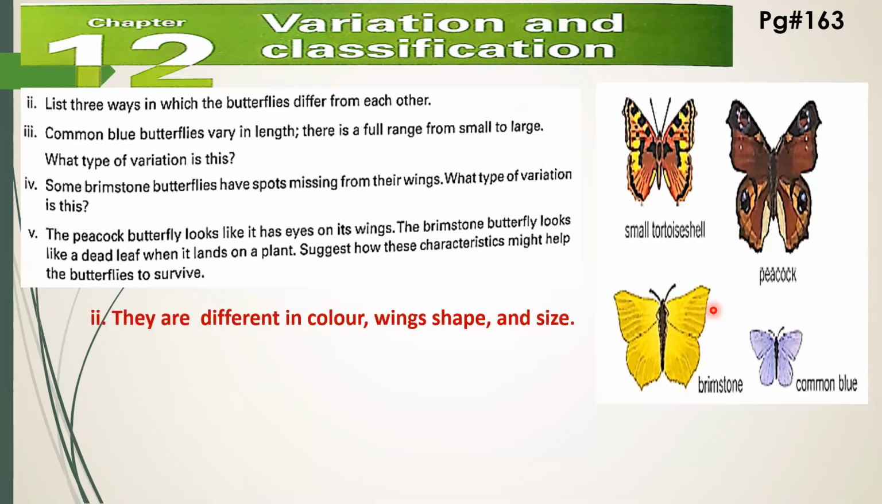The things that differ are their colors, their wing shape, the shape of their wings were quite different from each other, and the sizes of all these butterflies were quite different from each other. So these are the three differences between them: the color, the wing shape, and the size.